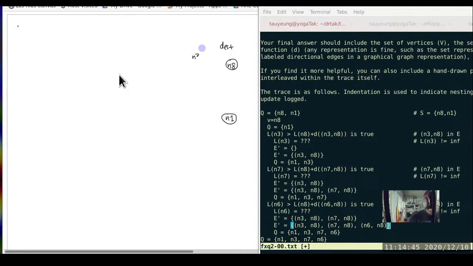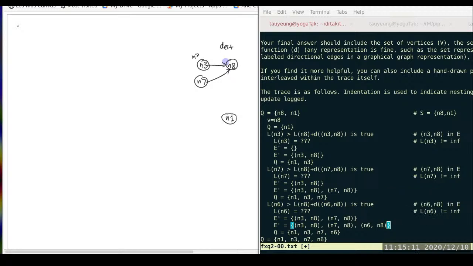All right. So we know n3 has an edge going to n8. We know n7 has an edge going to n8. And I'm going to turn off my webcam for a time here, just because it's not really that helpful at this point. So we also know that n6 has an edge going to n8.